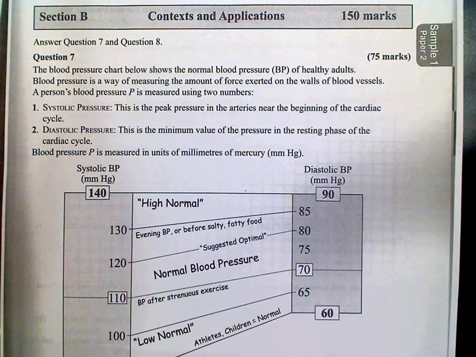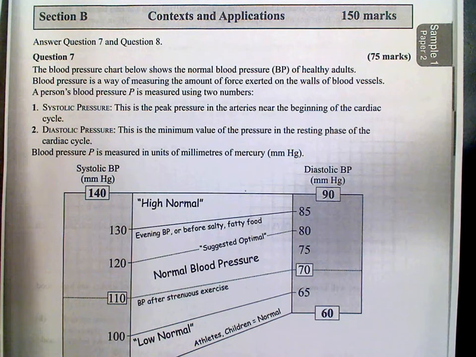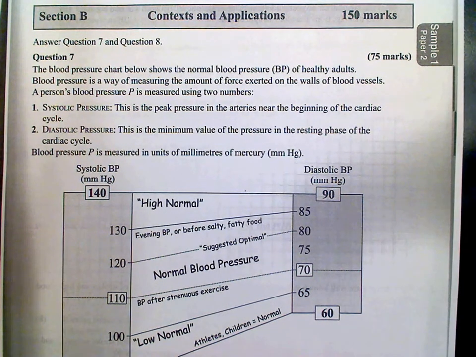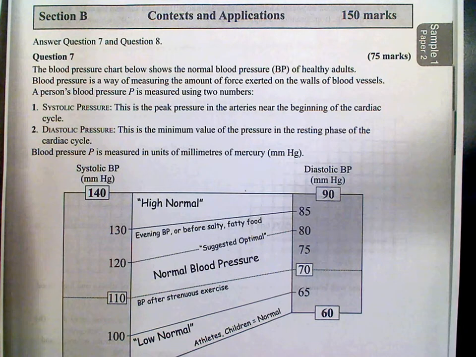Okay, this first question is from the Educate papers, Sample 1, Paper 2, Section B, Context and Applications, and it's question 7. The question reads: the blood pressure chart below shows the normal blood pressure of healthy adults. Blood pressure is a way of measuring the amount of force exerted on the walls of blood vessels. A person's blood pressure, P, is measured using two numbers, the systolic pressure and the diastolic pressure.